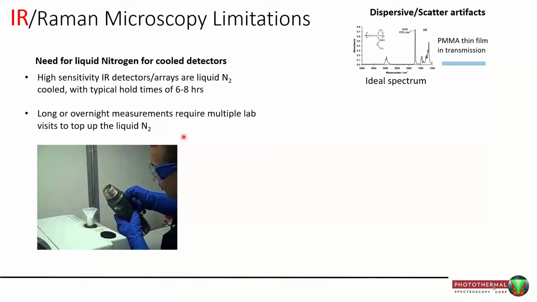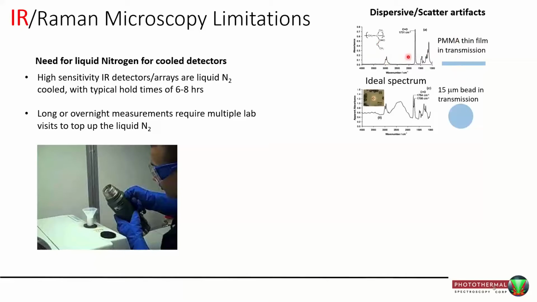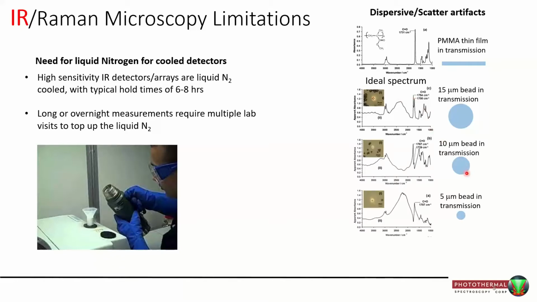There's also, importantly, these dispersive and scatter artifacts. I mentioned before that transmission gives you the best quality spectra. So imagine that's a thin film of a particular polymer. Spectra look very nice. You take the exact same polymer, make it into a bead. Spectra look different. Baseline offsets, shifts, splits. You make it a 10 micron bead, it looks different yet again. 5 micron bead, it looks different yet again. So this really goes to show how dependent the spectra are on particle shape and size and surface roughness.